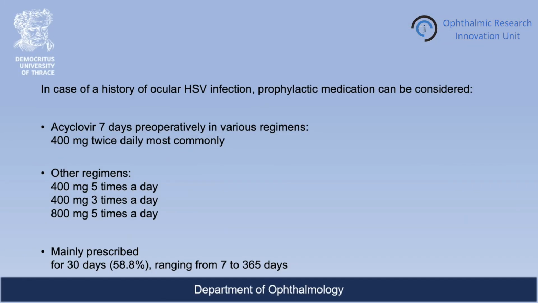In cases where the patient has a history of ocular HSV infection, prophylactic antiviral medication may be considered. Acyclovir, for example, can be administered in various regimens, typically starting 7 days before surgery. The most common regimen involves taking 400 mg twice daily, though other dosing schedules may be used depending on the patient's specific needs.